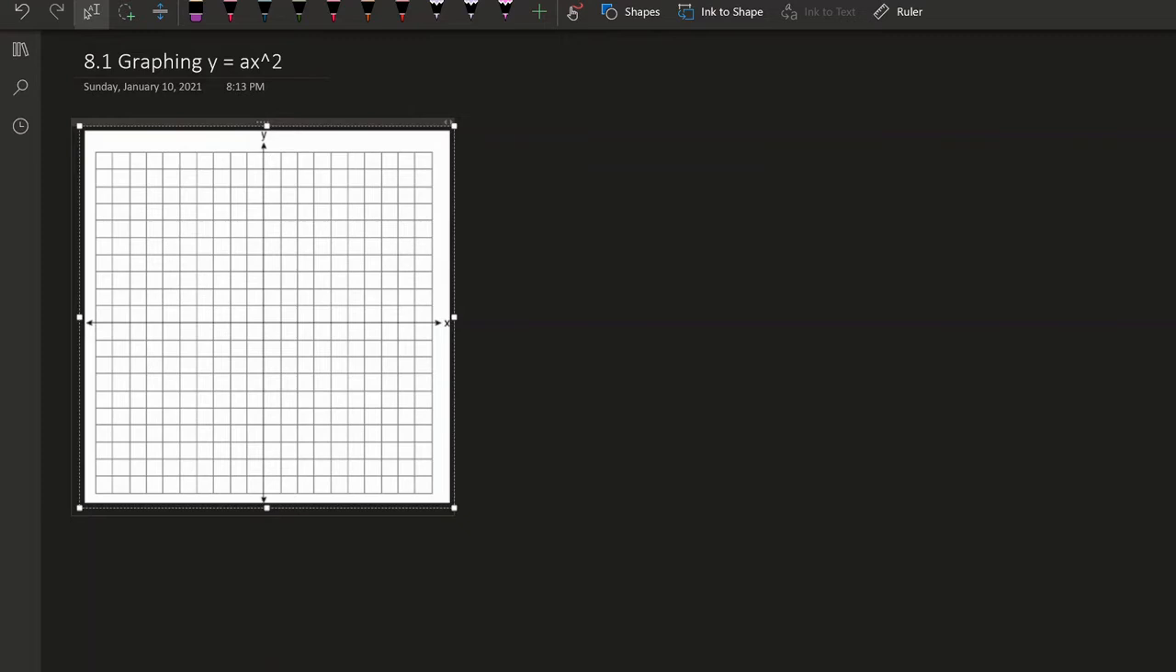This is on graphing quadratic functions. So today we're going to start off by graphing the parent function, which is another way of saying the simplest quadratic function, and then how to transform it using the a value, or also known as the vertical stretch. So, like I said, let's go ahead and start off by graphing the parent function.